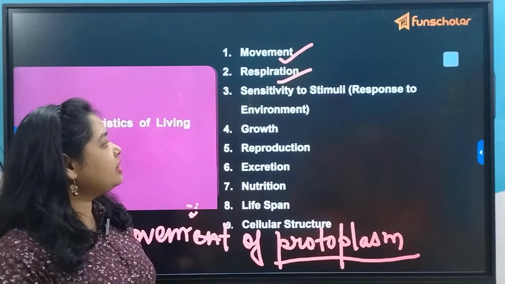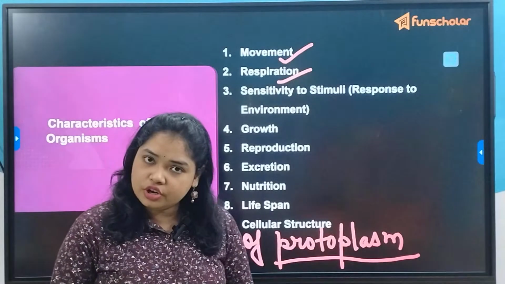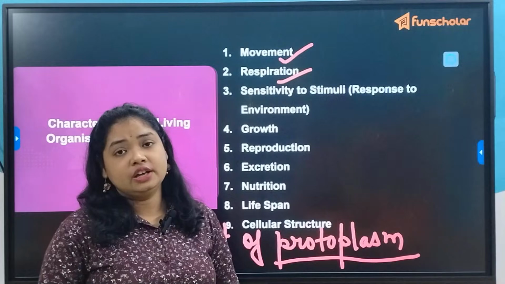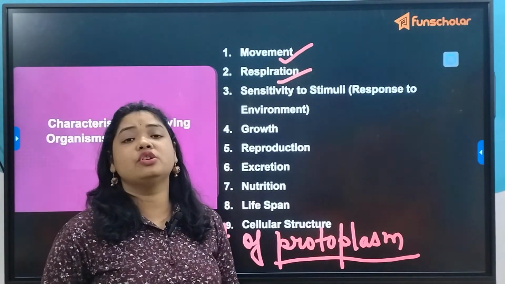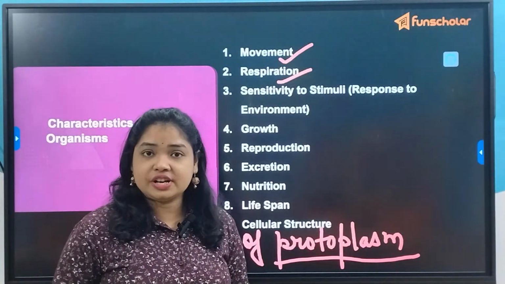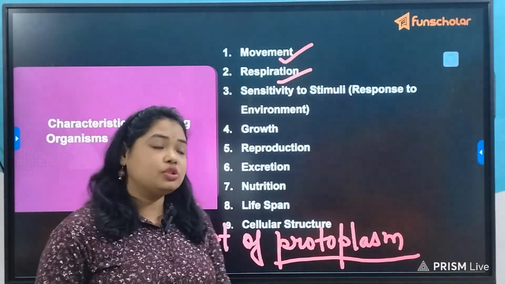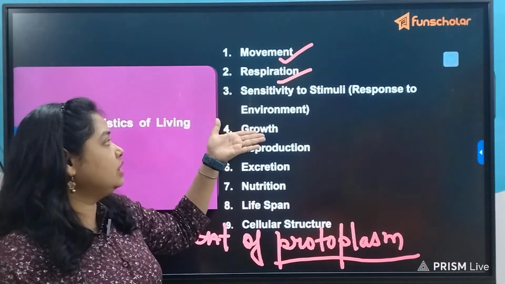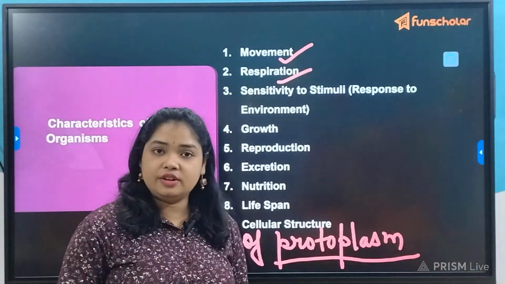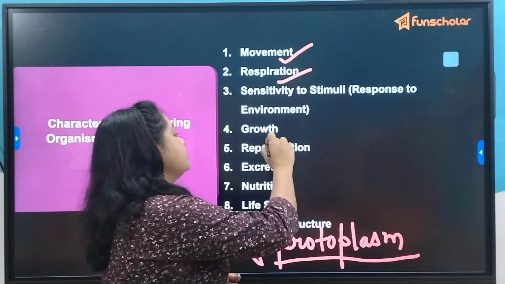Next is sensitivity to stimuli or response to stimuli. That I have already told you, this is best exhibited by the plants, and also by the animals. We also respond to stimuli such as touch, temperature, light and other types of stimuli. So these are the various types of stimuli which help us to ascertain whether any organism is living or non-living. And then comes the growth.